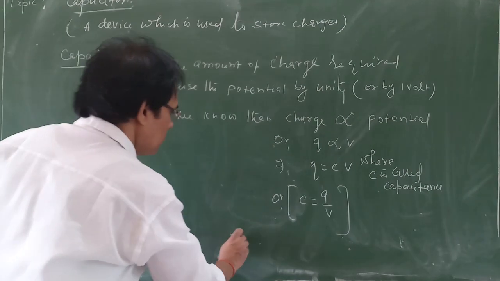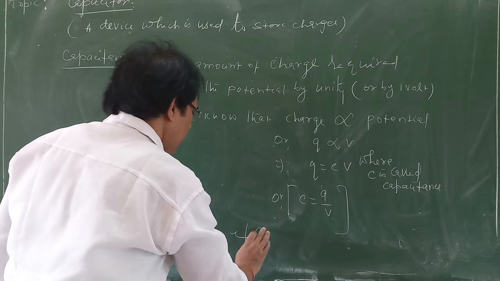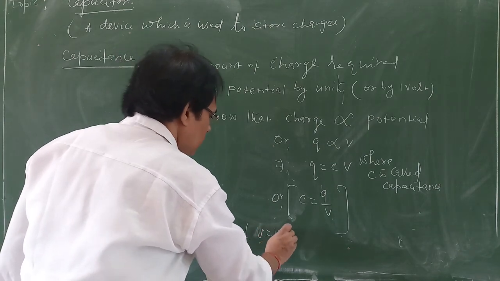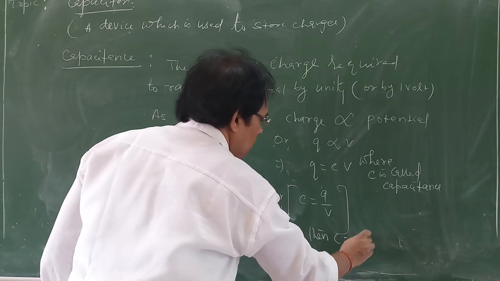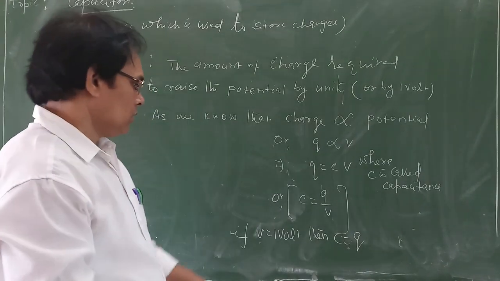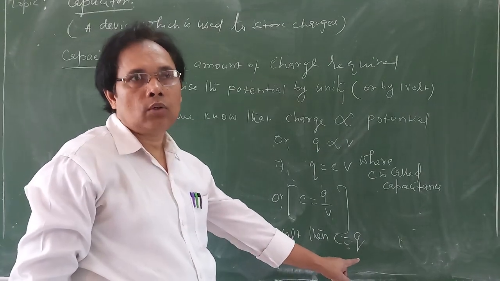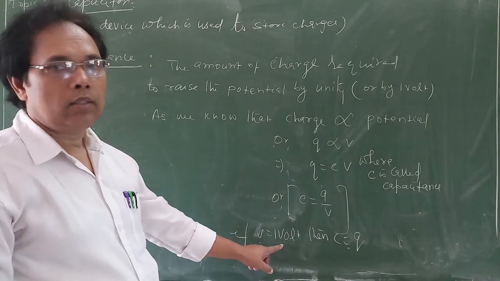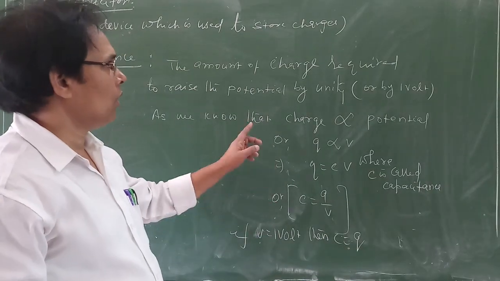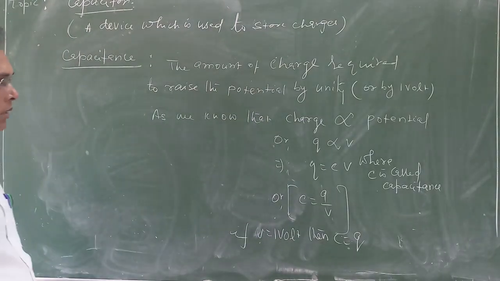So if V equals 1 volt, then C equals Q. So capacitance is equivalent to the amount of charge if the potential increases by 1 volt. So this is called capacitance.